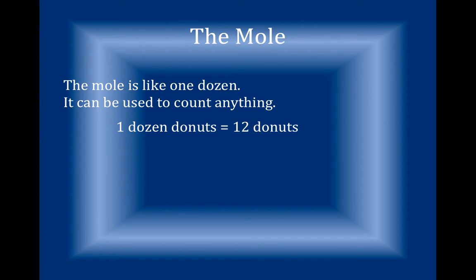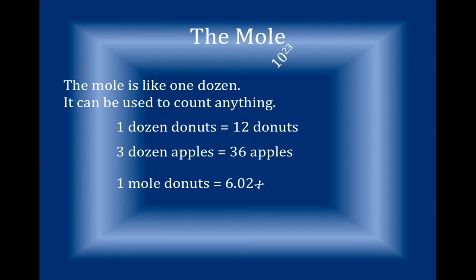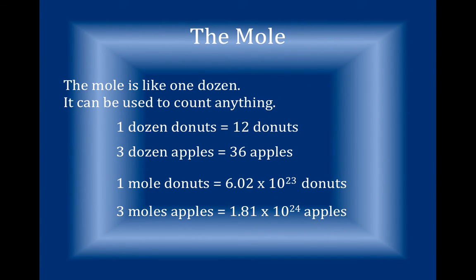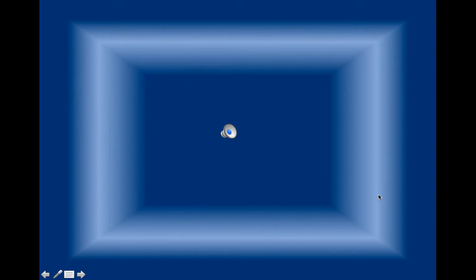So you probably know how to count by dozens. 1 dozen of anything is 12 of whatever. So here we had donuts. 3 dozen apples, 36 apples, 3 times 12. If we had a mole of donuts, we'd have 6.02 times 10 to the 23rd donuts. And if we have 3 moles of apples, we just triple that number. So all of a sudden, 6 times 3 is like 18, but we can see we've drawn it in proper scientific notation, times 10 to the 24.